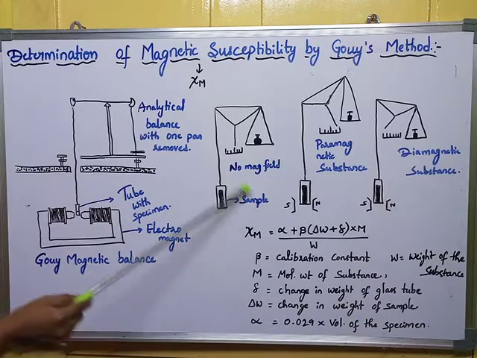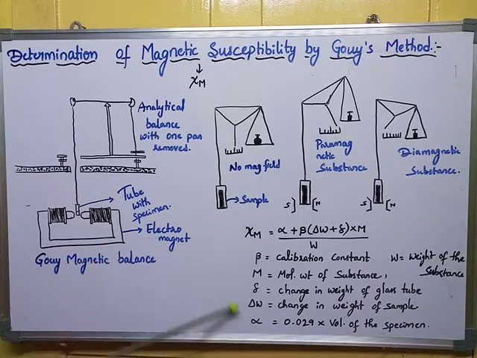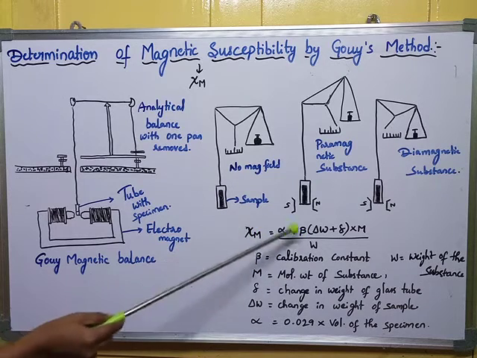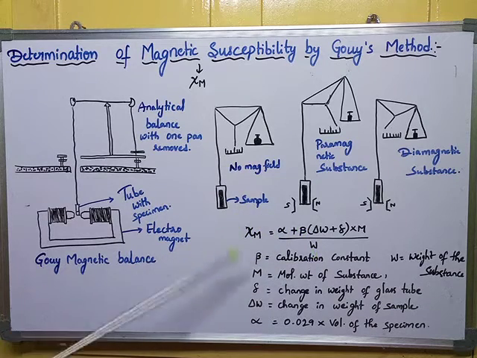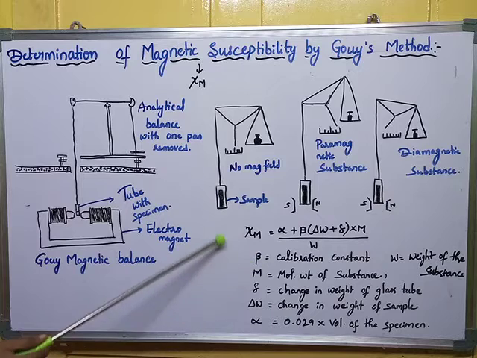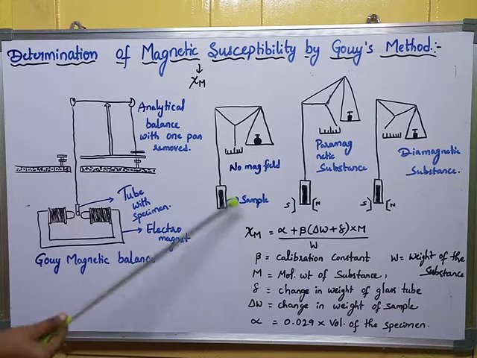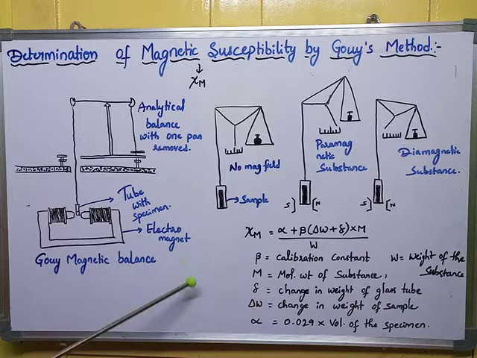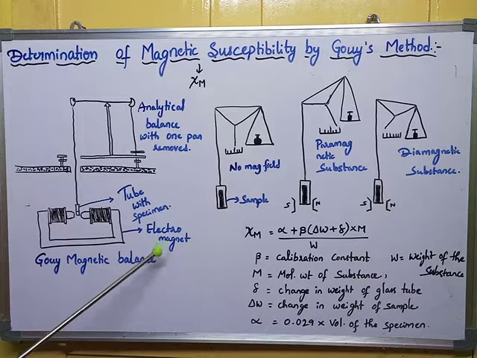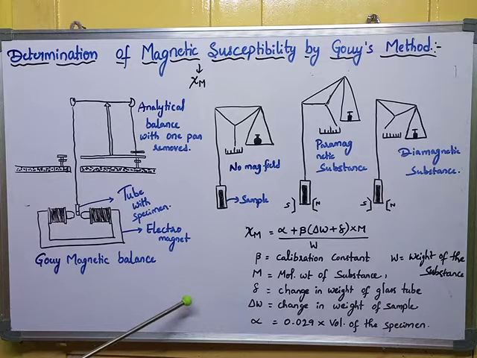Whatever calculations we do here, those values we substitute in this formula, and finally we get the magnetic susceptibility values. Magnetic susceptibility is nothing but how much the substance gets magnetized by applying the magnetic field. That is magnetic susceptibility. This is about magnetic susceptibility by using the Gouy balance method.